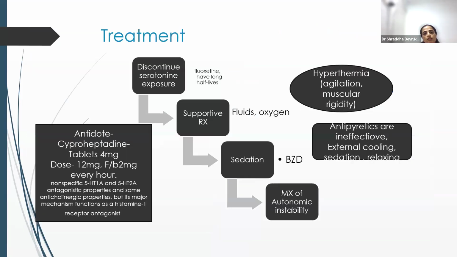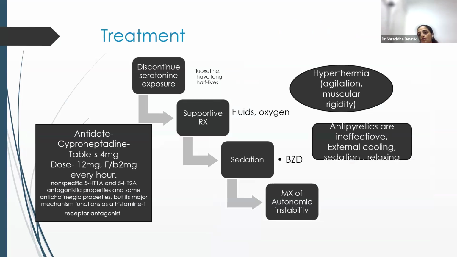What you do is discontinue the serotonin exposure immediately. Many drugs have a pretty long half-life, like fluoxetine, and will take some 4 to 5 days. Give supportive treatment with fluids and oxygen. Sedation will calm down the patient, and the metabolic requirement will come down. Benzodiazepines, midazolam, is a good choice of drug there. And manage autonomic instability as per the needs. Mostly these patients will have hypertension and some arrhythmias, so treat them accordingly.